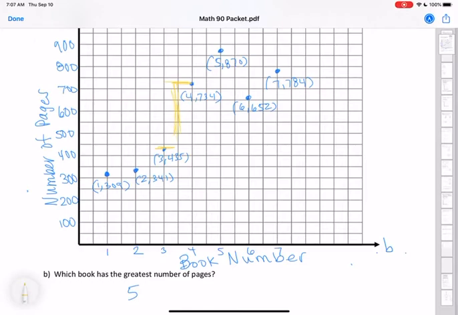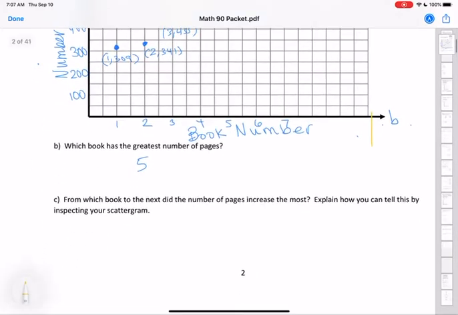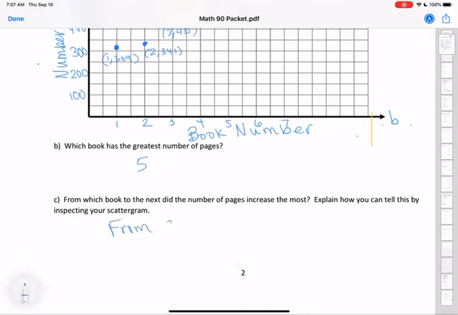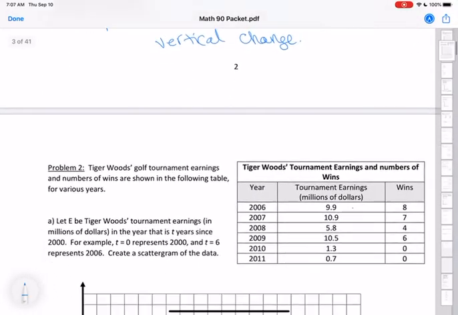Okay, so I'm going to go ahead and write in from 3 to 4. What was that biggest change? From 3 to 4. And what I'm going to write is has the biggest. I'm going to put vertical because it was that up and down. Has the biggest vertical change. All right, cool. Let's do one more.